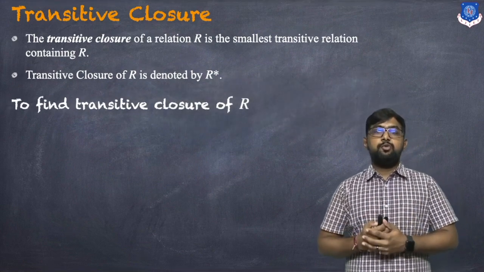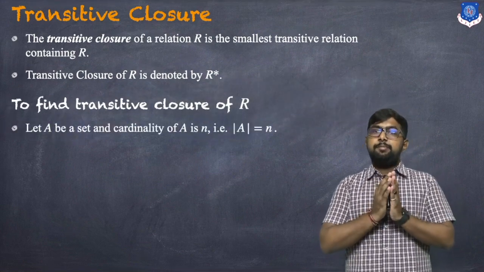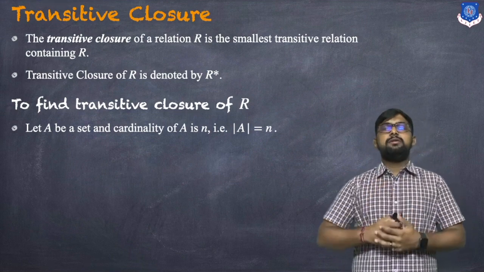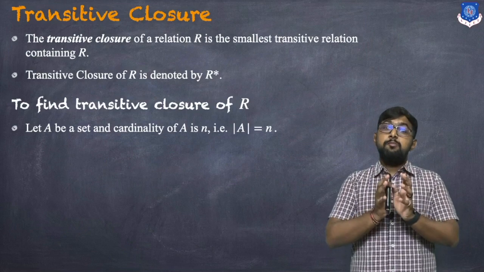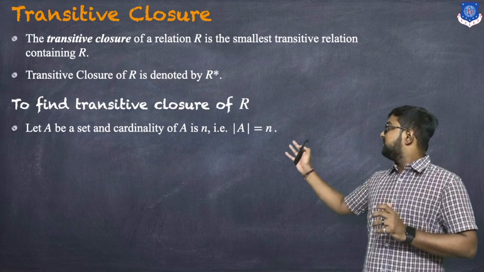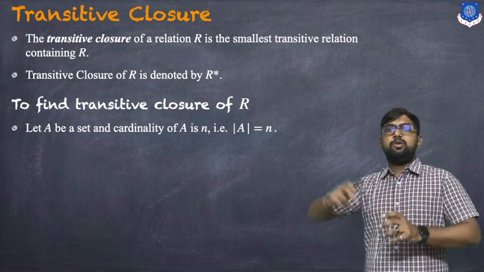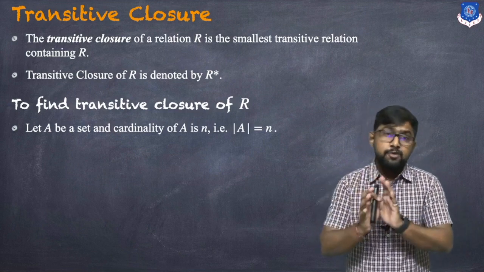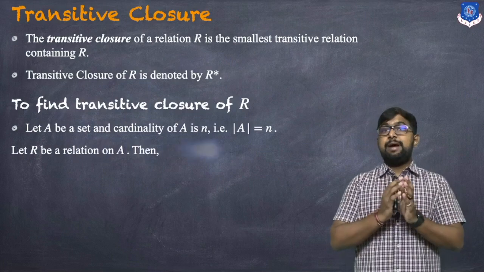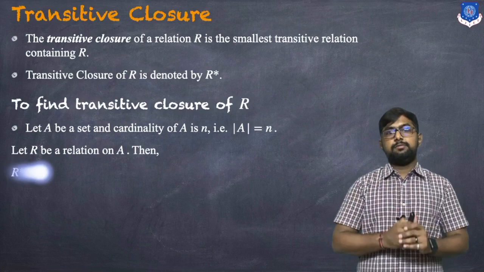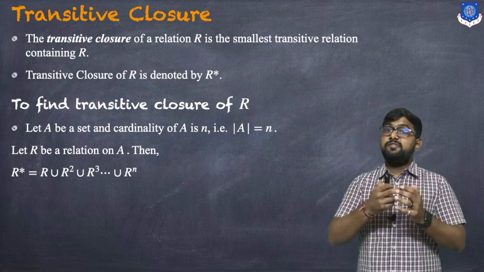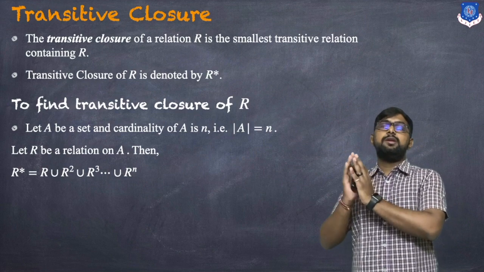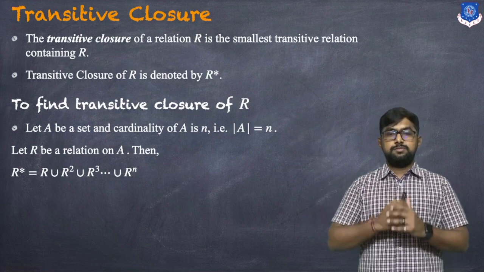Now to find the transitive closure, first let capital A be a set and the cardinality of A is n. What does that mean? The cardinality of A means the number of elements in the given set, denoted by modulus of A equals n. So let us consider a set A with cardinality n, meaning the number of elements is n. Now let capital R be a relation on A. Then R star is defined as R union R square union R cube, up to union R raised to n, where n is the cardinality of A.